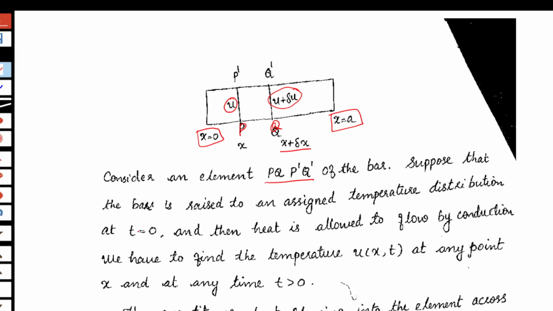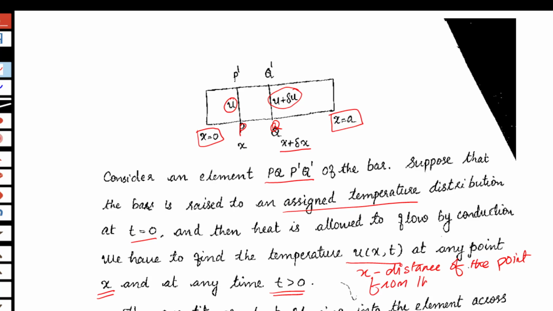Suppose that the bar is raised to an assigned temperature distribution at t equal to 0 and then heat is allowed to flow by conduction. We have to find the temperature function u(x,t) at any point x and at any time t greater than 0. The variable x represents the distance of the point under consideration from the origin, and t is the time at which we analyze the temperature.